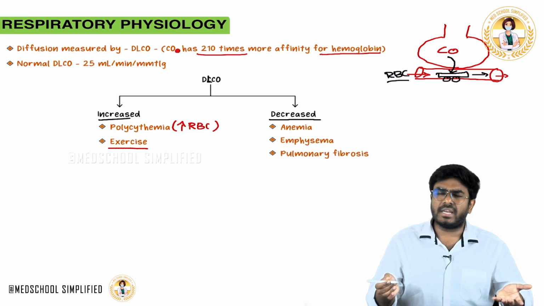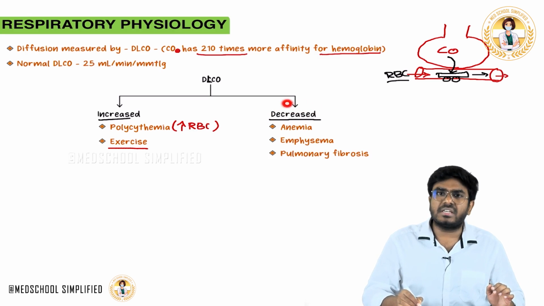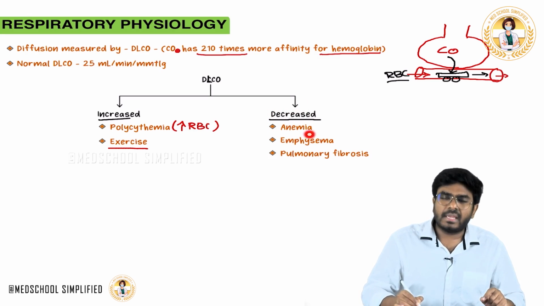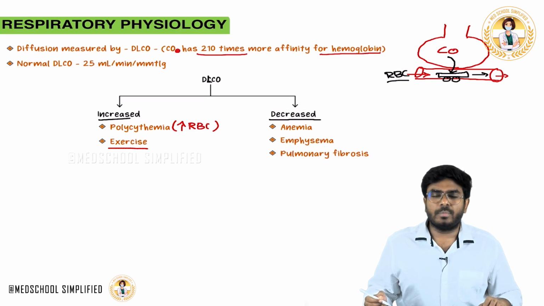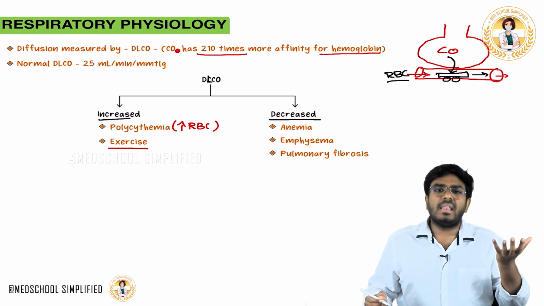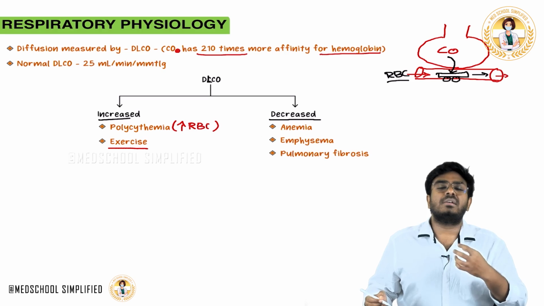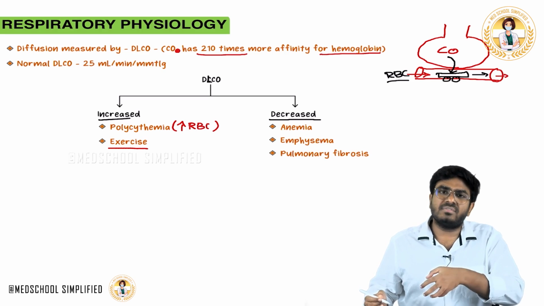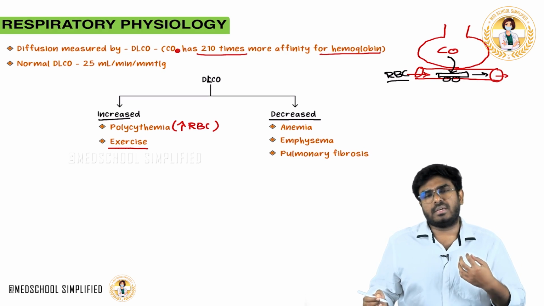Now the conditions in which DLCO is decreased. DLCO is nothing but diffusion, right? The conditions in which diffusion is decreased are the exact opposite. Anemia: in anemia, there is a lesser amount of hemoglobin. Less hemoglobin means fewer vehicles are going to the lungs to catch the carbon monoxide.